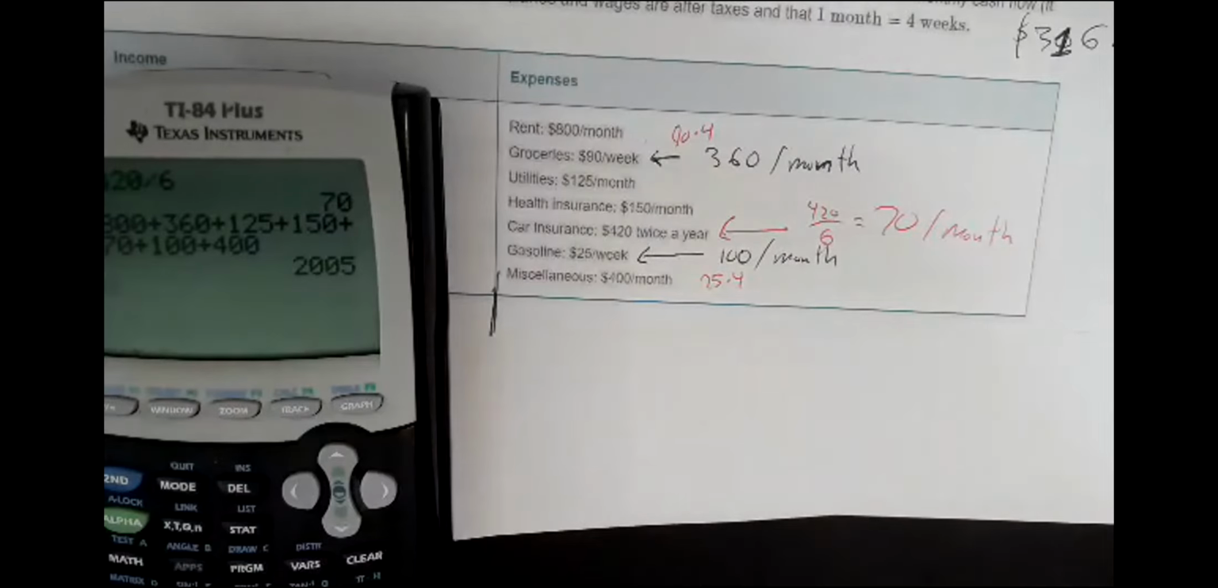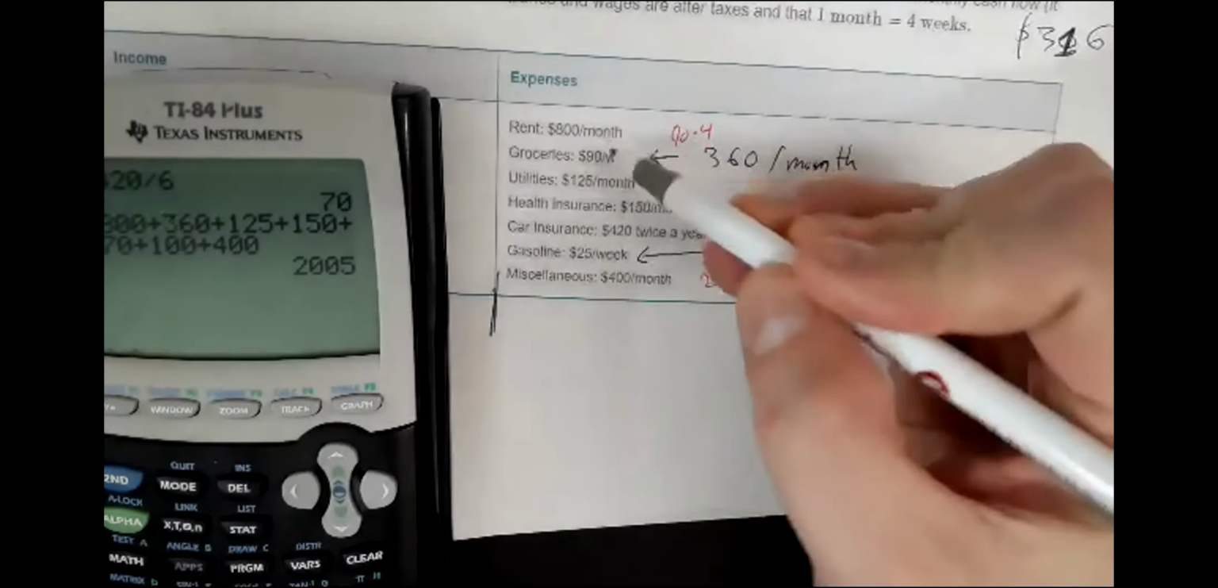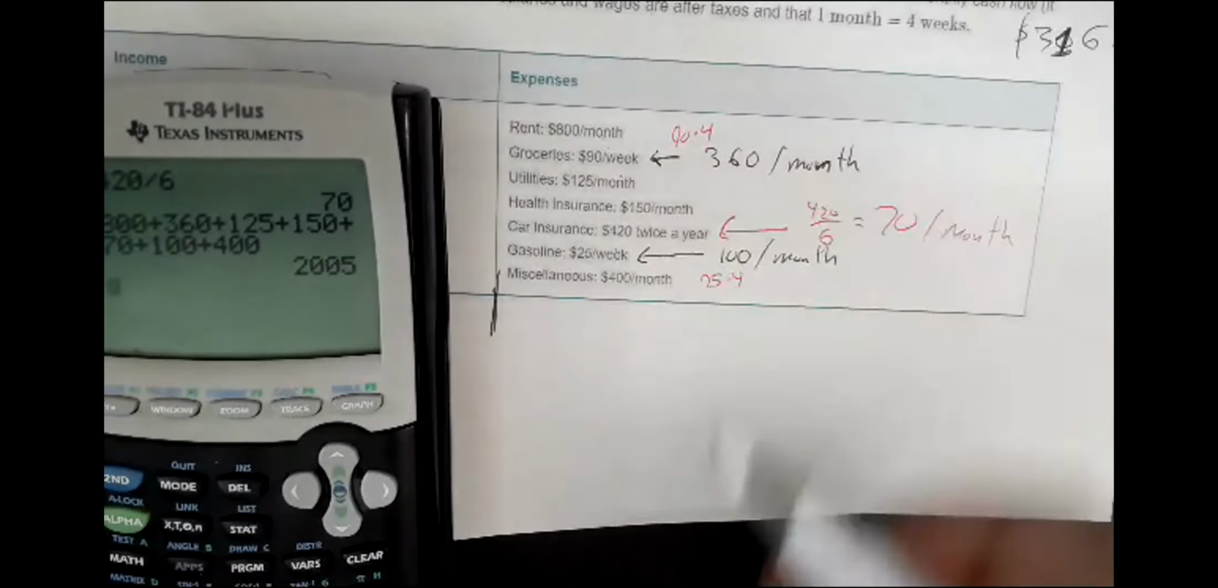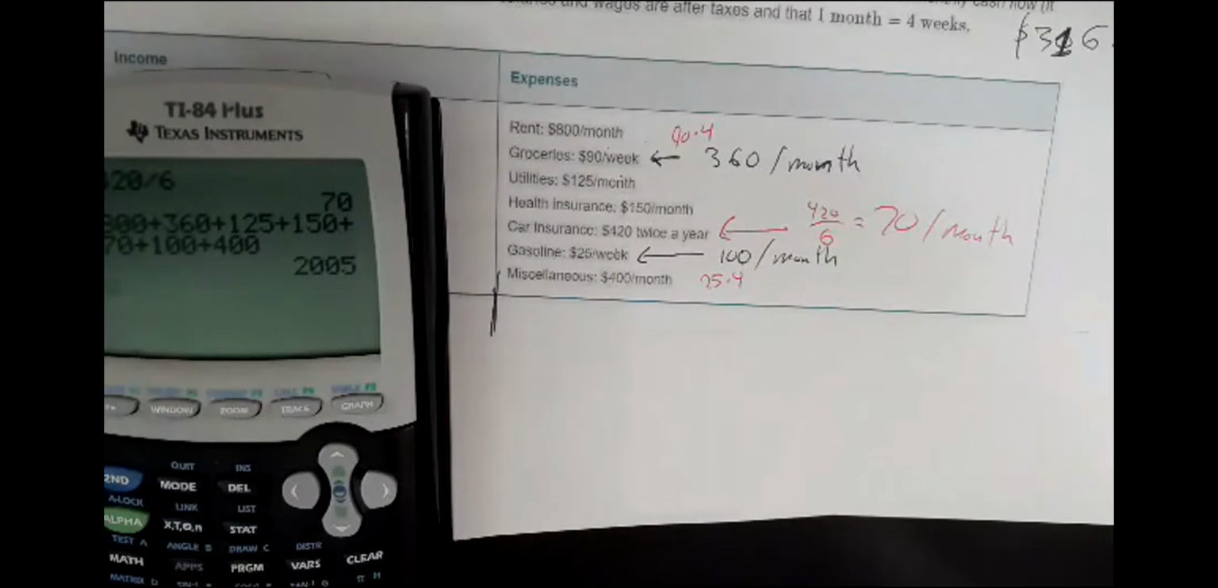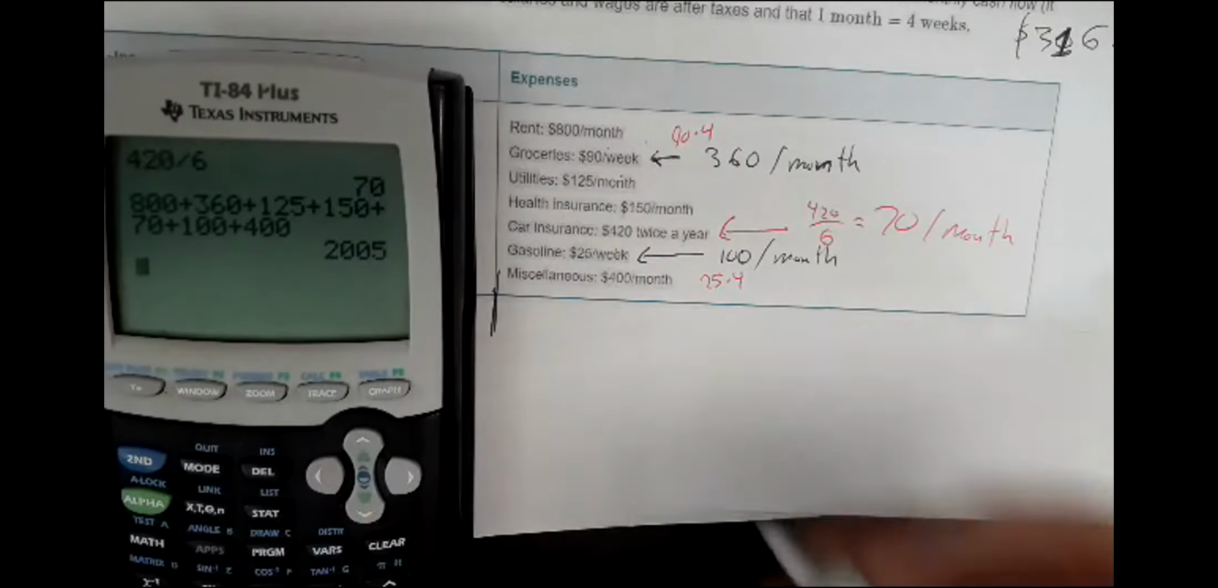So if I did this correctly, hopefully I did. There should be 1, 2, 3, 4, 5, 7 things I'm adding. It should give me 2,000.